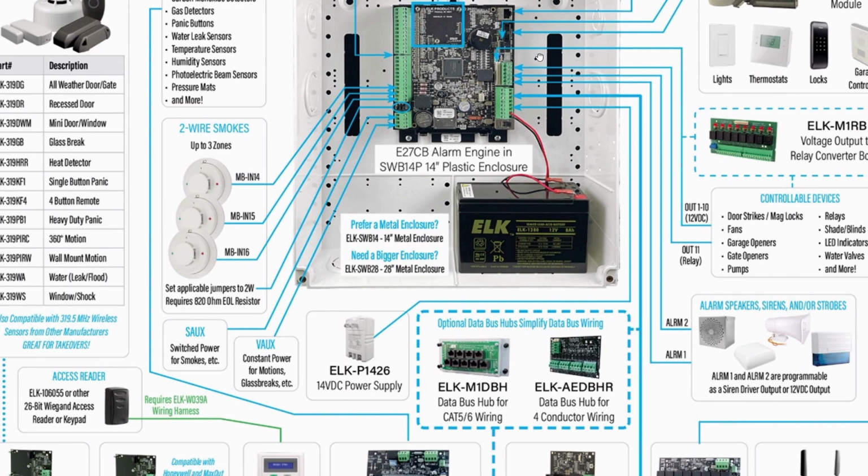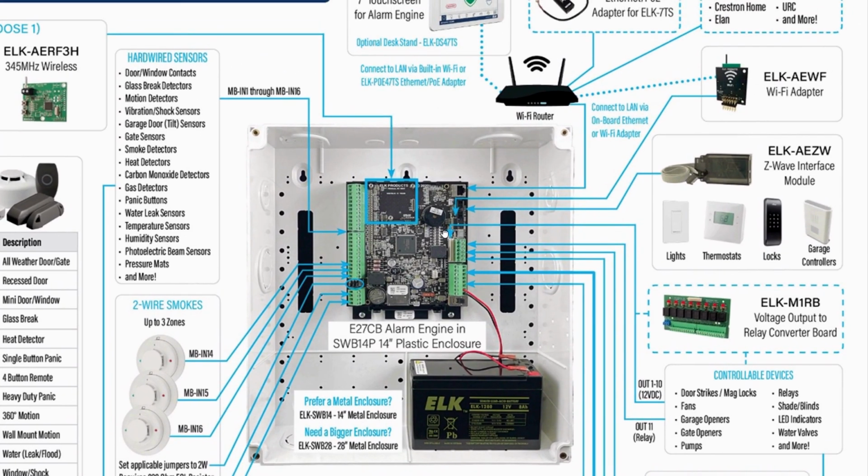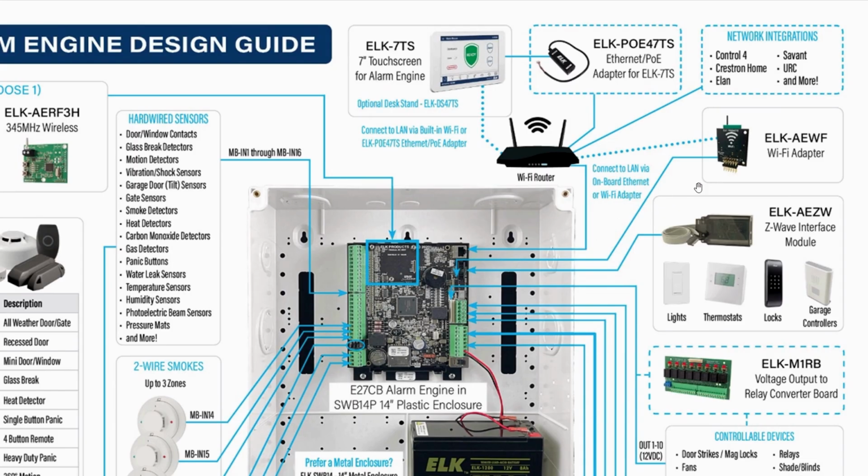Next we want to move on to the communication side of things. Our primary form of communication with the E27 alarm engine is going to be based off of IP. You're going to have either your wireless or your wired connection. We're utilizing Wi-Fi. You would use our adapter to add Wi-Fi to the panel, or you could plug it in directly with the onboard Ethernet port.